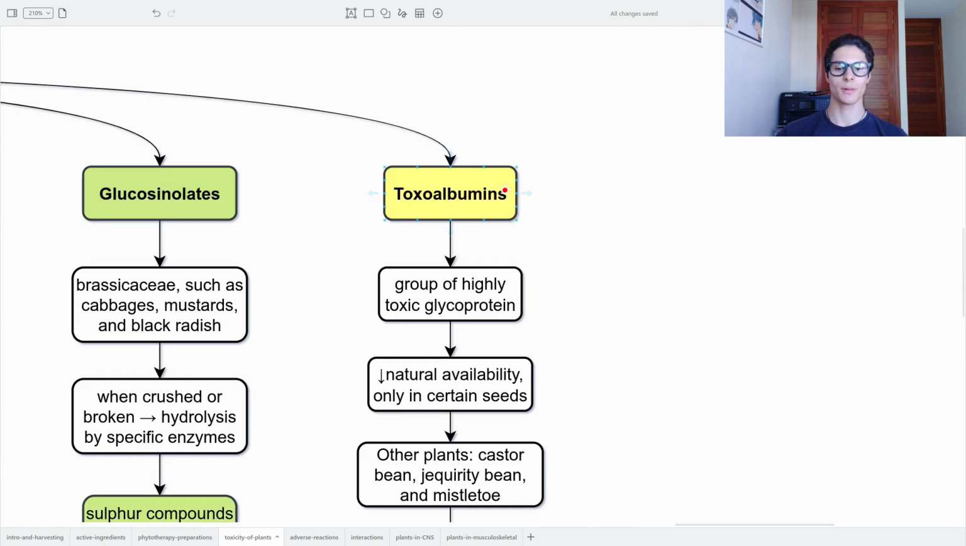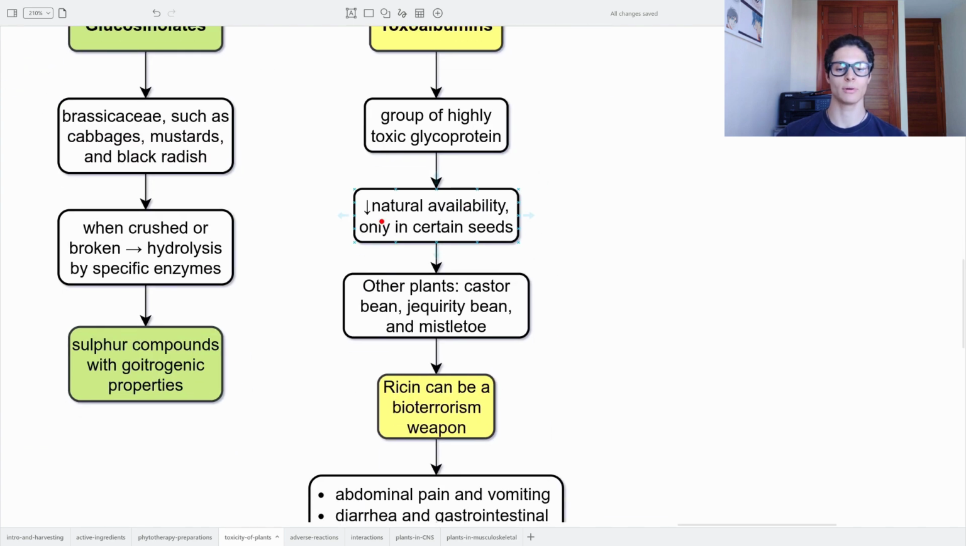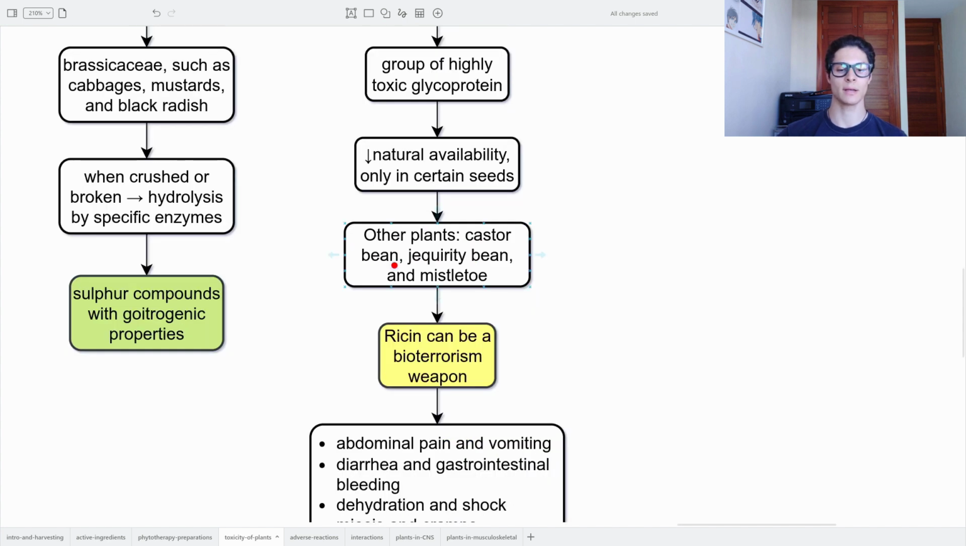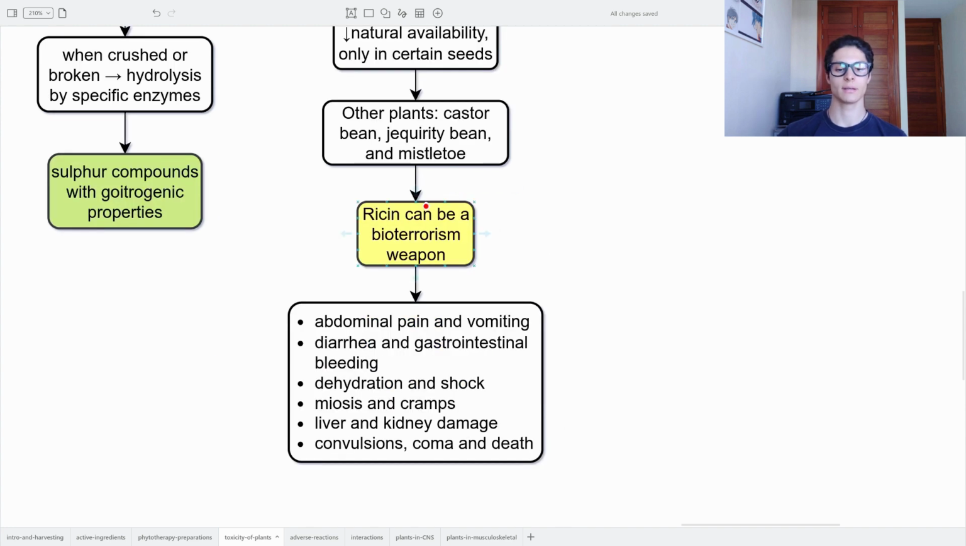And then toxoalbumins. This is a group of highly toxic glycoproteins. There's a low natural availability, and it's only found in certain seeds. We can find it in the castor bean, the jequity bean, and the mistletoe. And the ricin can be a bioterrorism weapon.